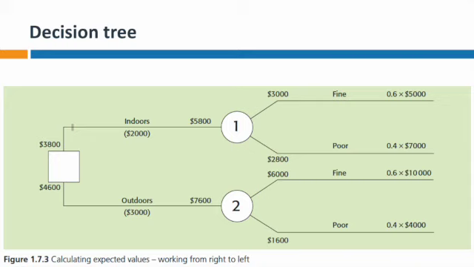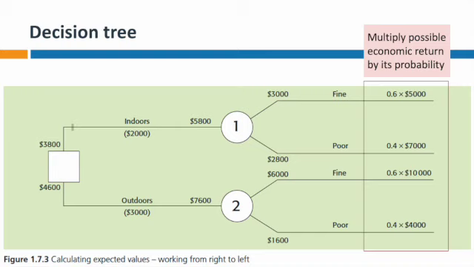Here is the same decision tree, but here are already some calculations. So I'm going to show you how we work from right to left. You take the possible economic return, which is, for example, in this case, 5,000. Here it's 7,000, 10,000, $4,000. And you multiply it by the probability of this economic return happening.